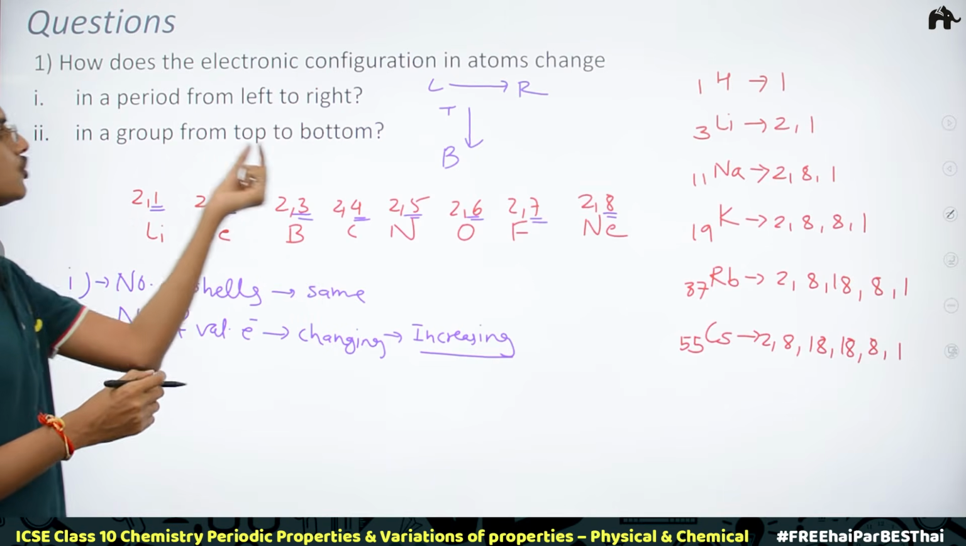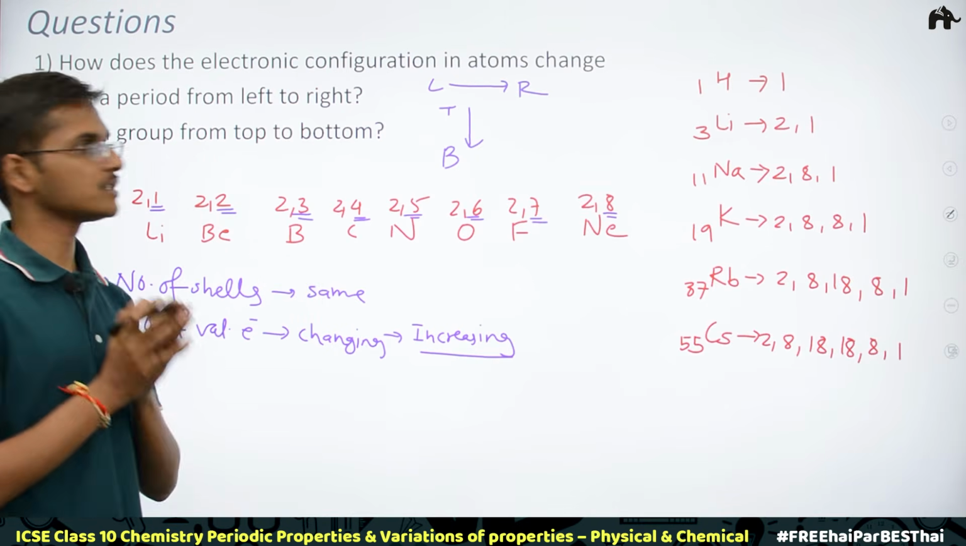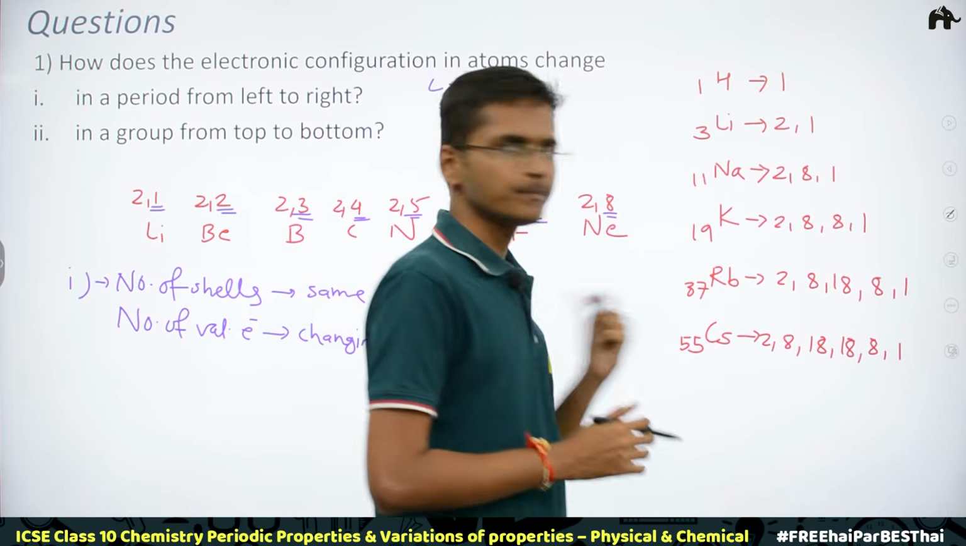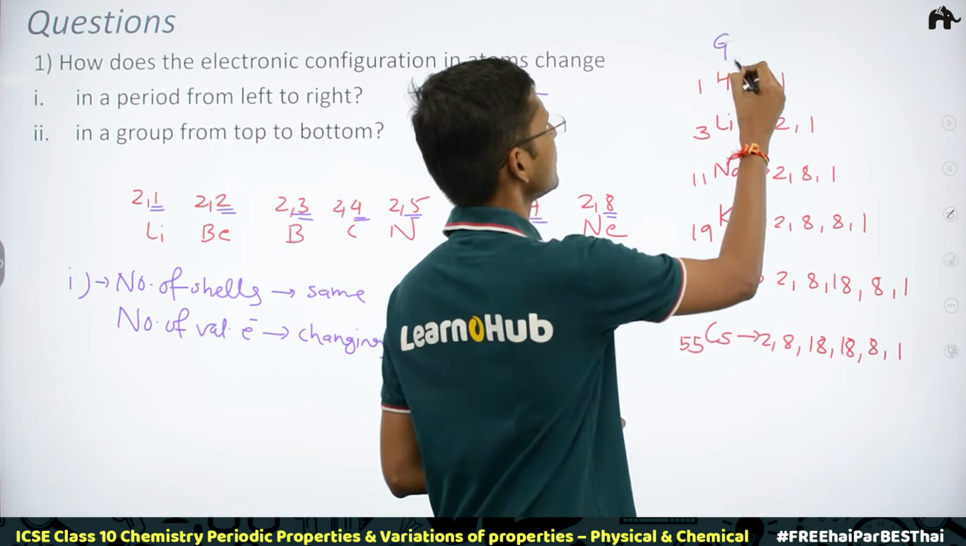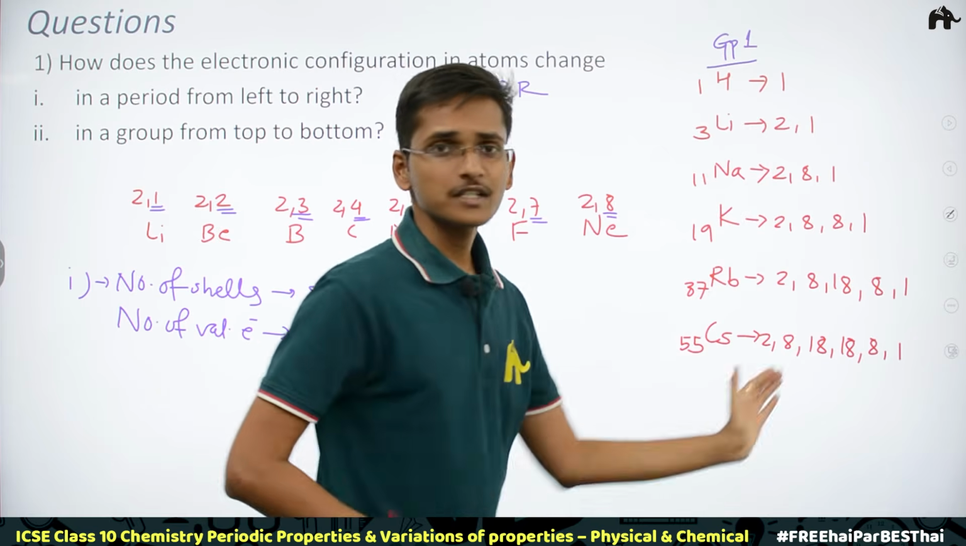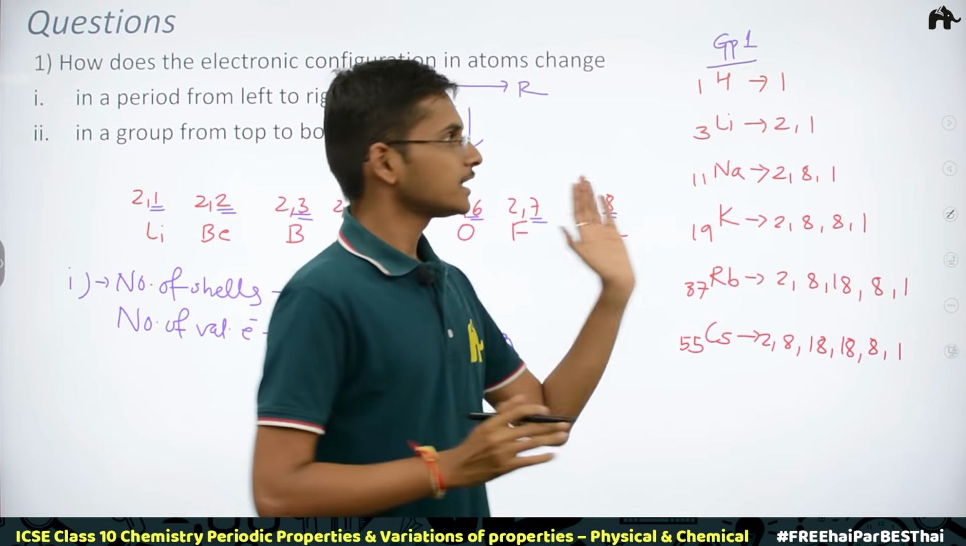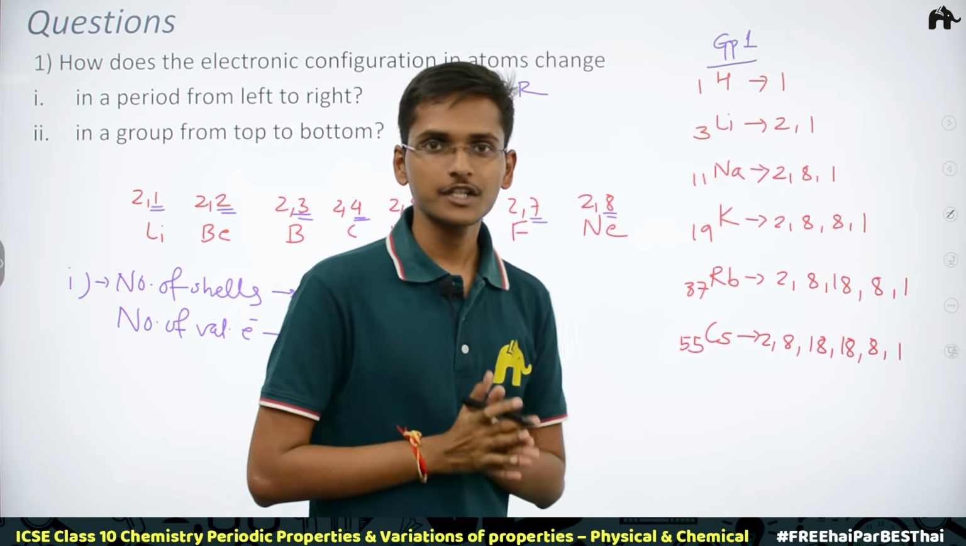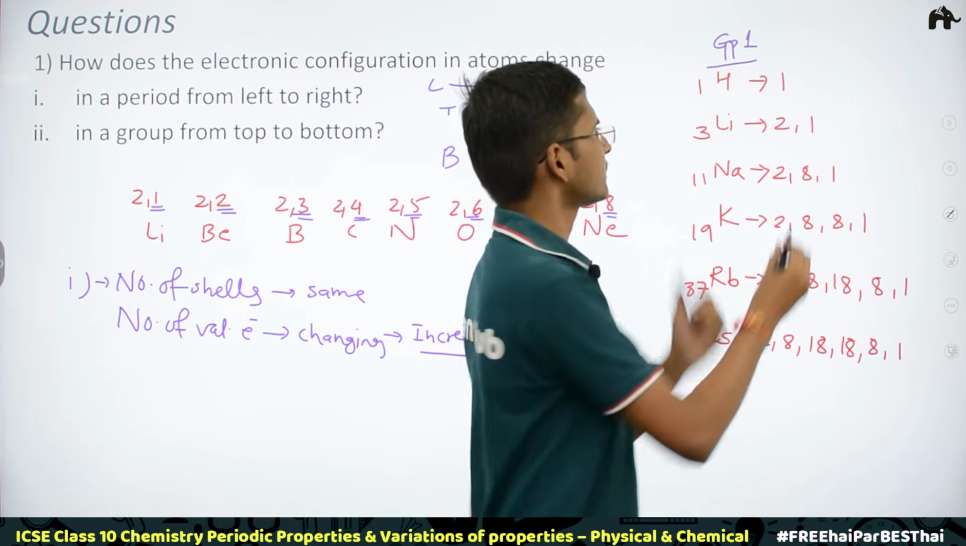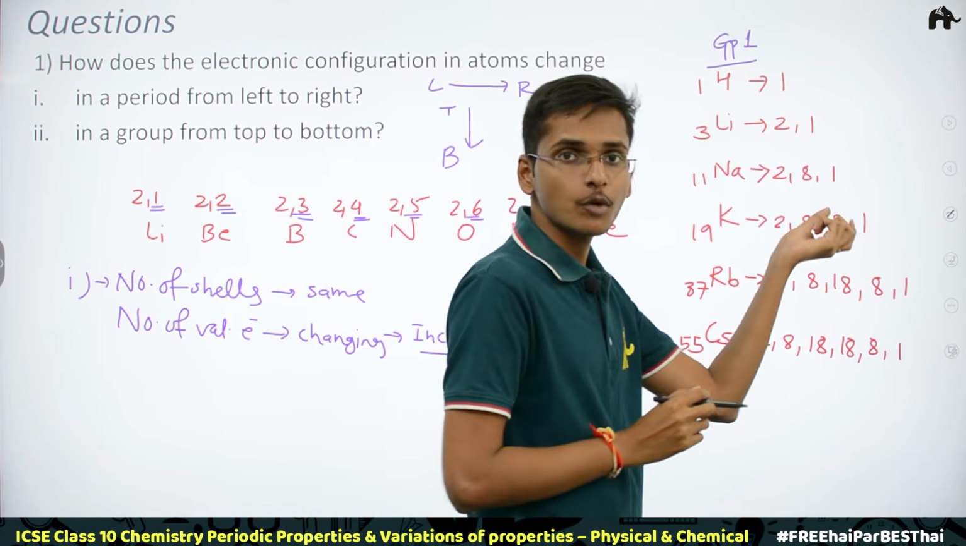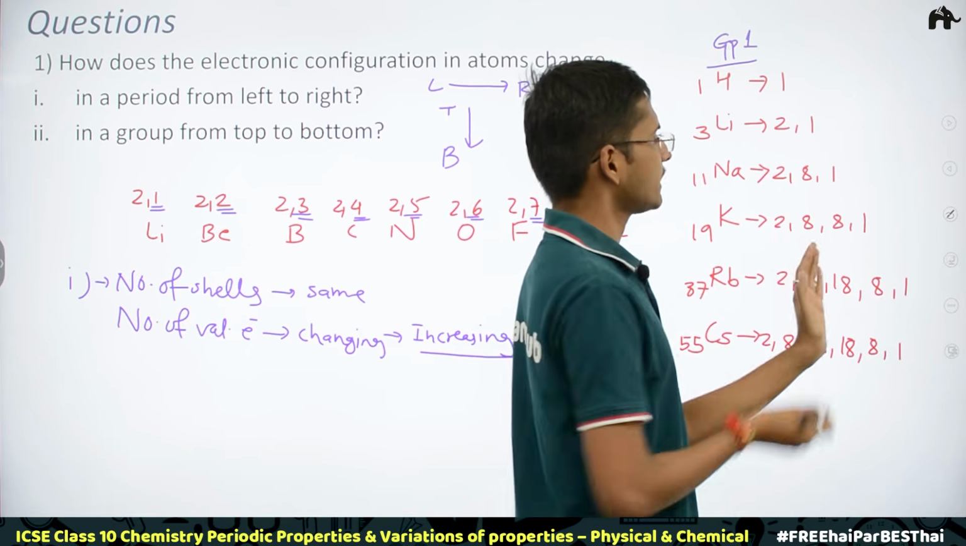In a group from top to bottom, how does the electronic configuration change? I have taken an example of a group, okay, group 1. I have already written the electronic configurations, and I know you all have studied the KLMN type of configuration, okay. So, hydrogen has 1, lithium has 2,1, sodium has 2,8,1, potassium has 2,8,8,1.